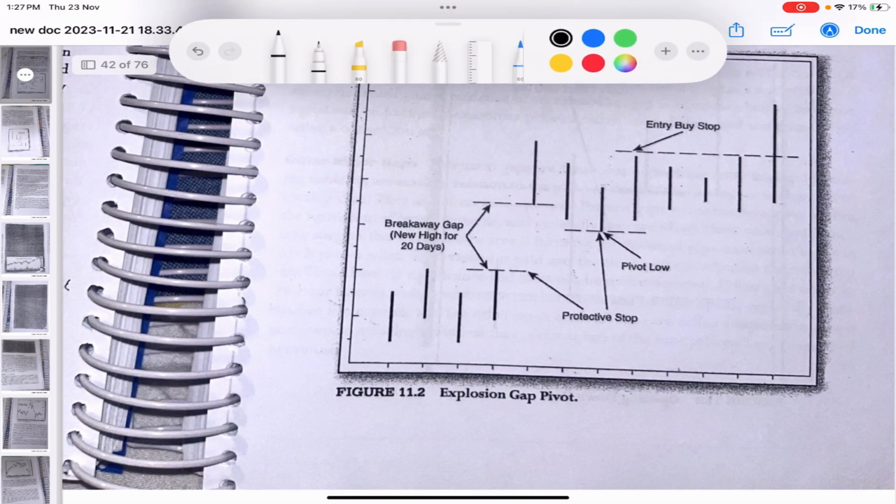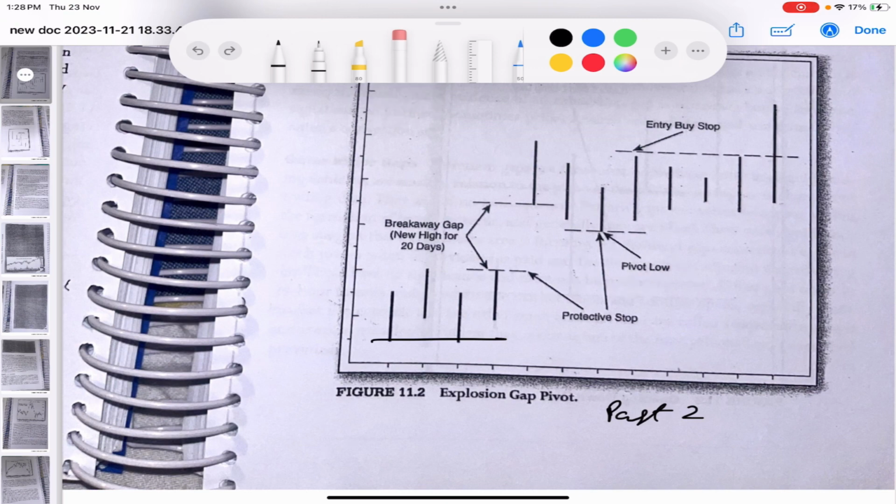Now if we look at this, this is one of the examples of the explosion gap. If you look at this, here there were candles and here there was a very big breakaway gap to a 20-day high, which means from the past 20 days this has been the highest. Then you can see that the candle came in and retraced, but it didn't fill the entire gap.